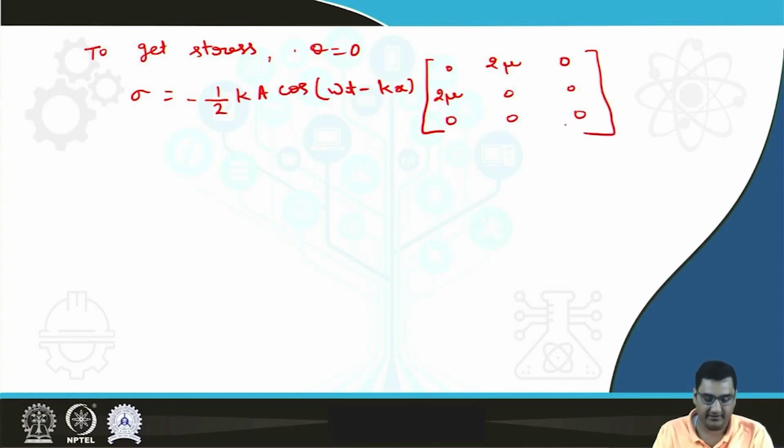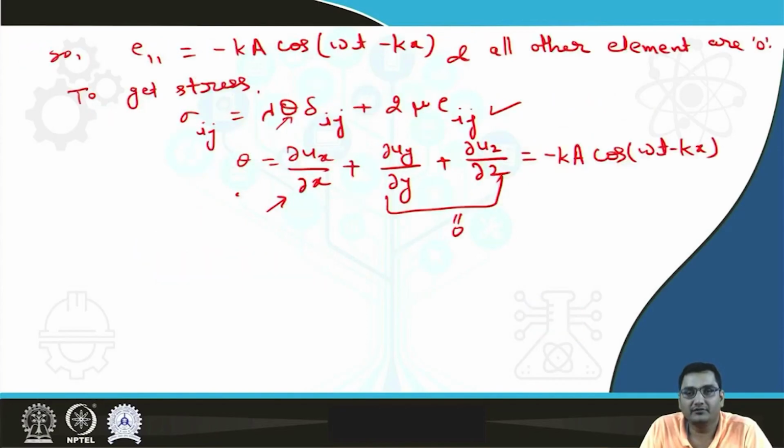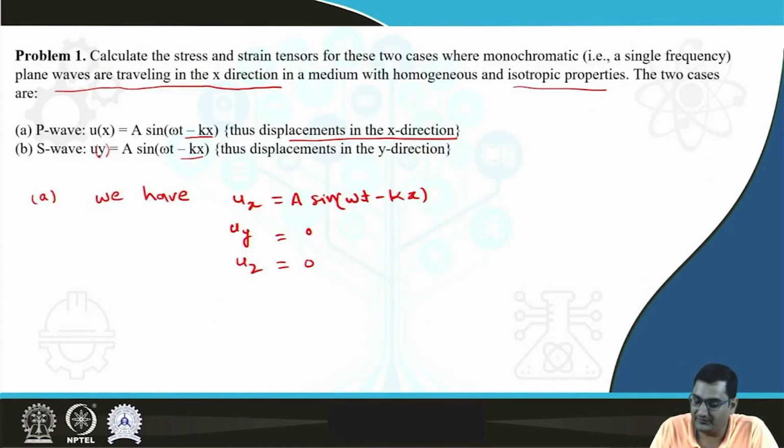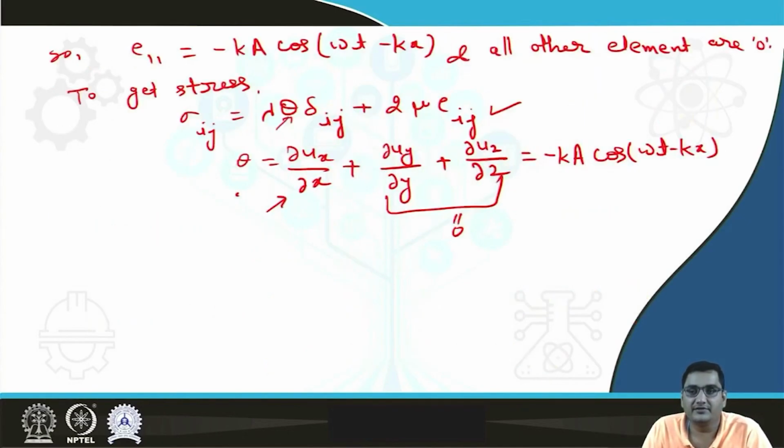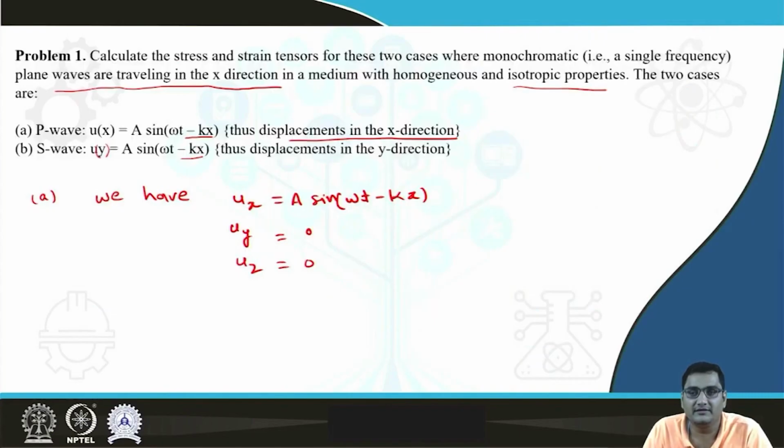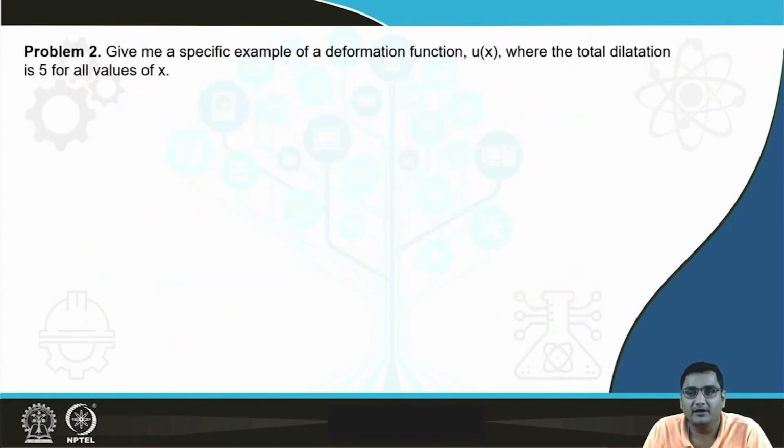So this is the solution for this particular question, where we had the two cases. For the P wave we need to calculate the stress and strain tensor. For the S wave also we need to calculate the stress and strain tensor. So the solution goes like this, as we just saw. Now let's look at the next example, problem number 2.